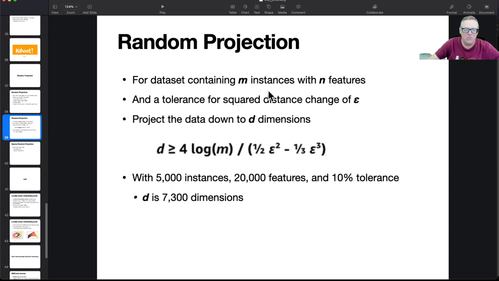So one thing about this, of course, is if you project it down to D dimensions, you can calculate how many dimensions it's going to take for a certain tolerance, I think assuming some sort of standard variation. Anyway, with 5,000 instances, 20,000 features, and 10% tolerance of losing distance information, you can get it down to 7,300 dimensions. So instead of 20,000, that's how much you'd expect from random projection.